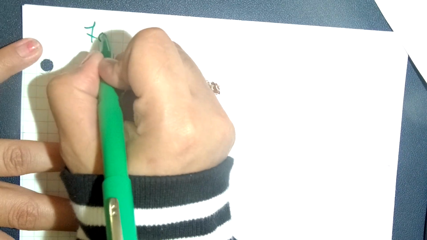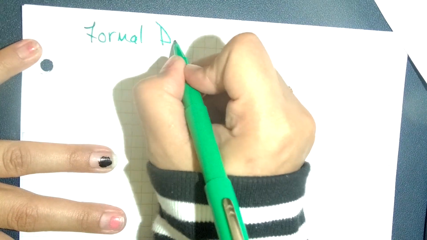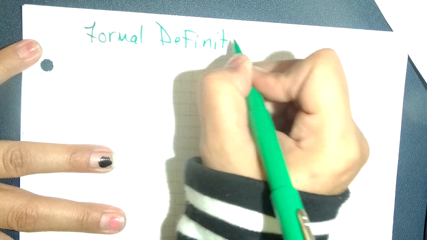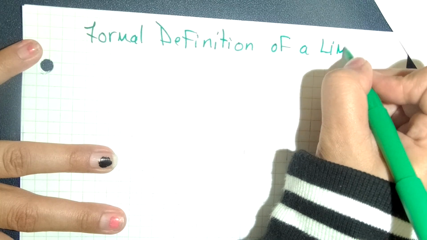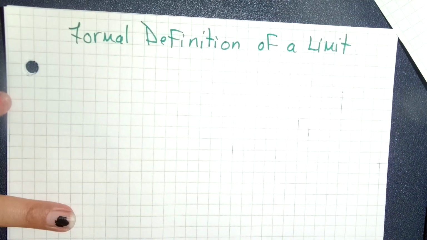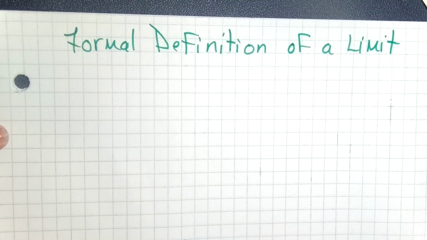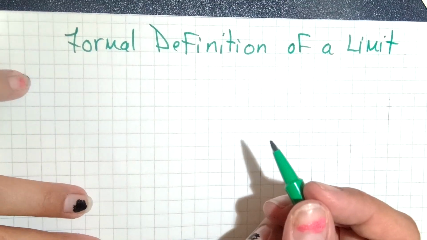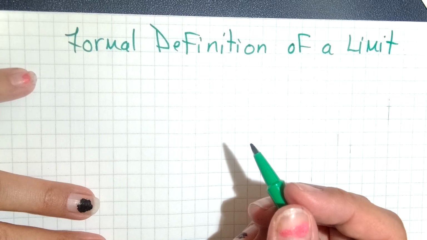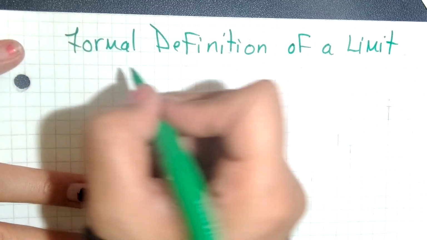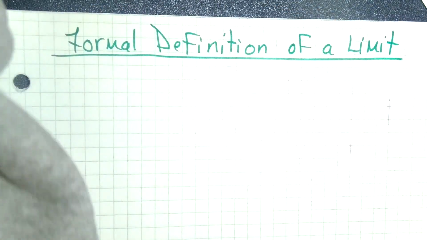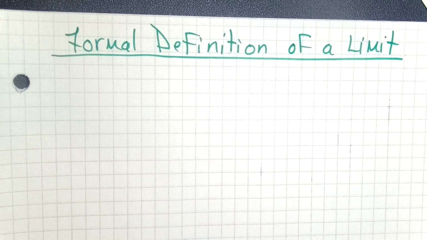All right, next thing we have is called the formal definition of a limit. Because in math, we need a definition. We can't just say these things exist because they exist. We need some mathematical way to prove it exists.